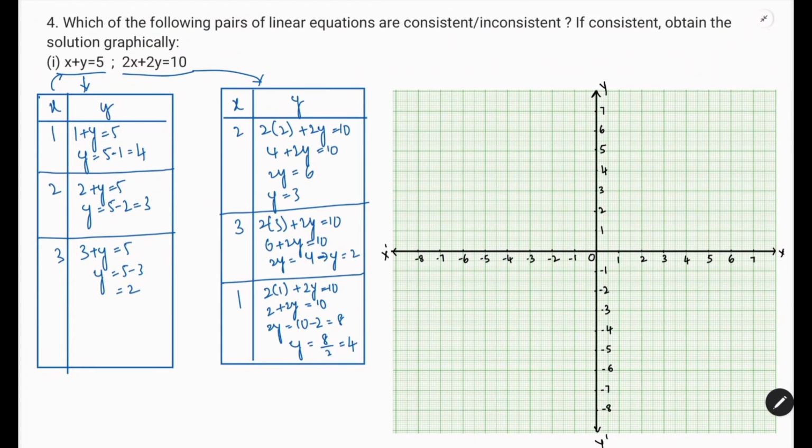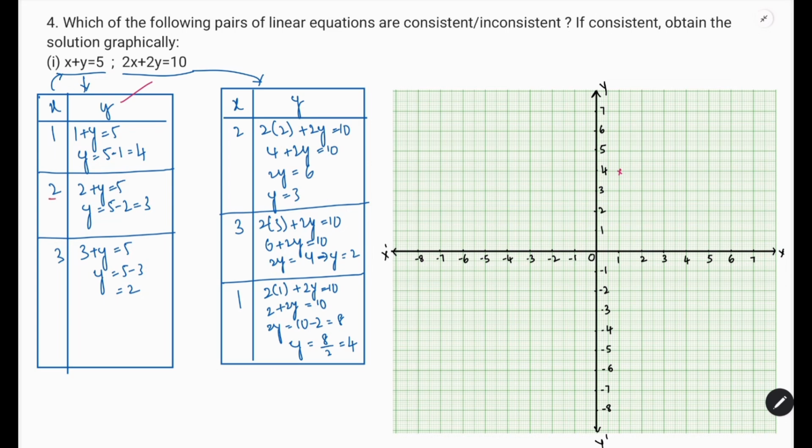See, we will represent these values on a graph. Okay, the first equation, if x equal to 1, then y is 4. See, this is x-axis. So here if x is 1 and y is 4, this is 4. Okay, this is the point.